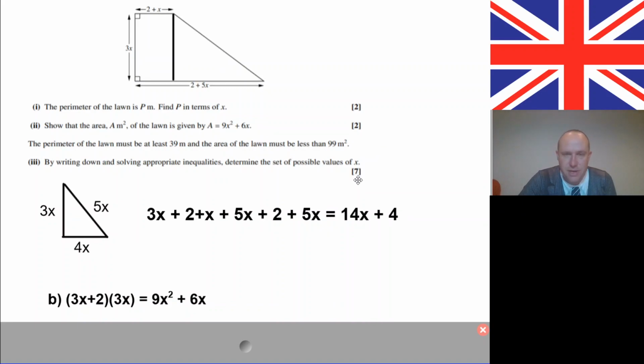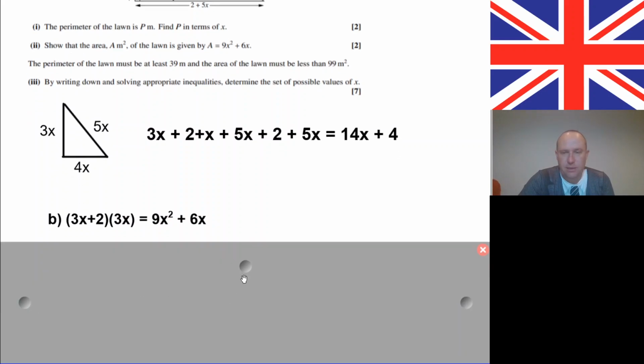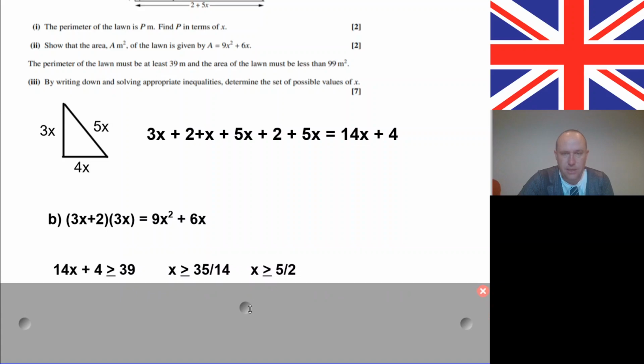Last part, 7 points. Whew. Perimeter of the lawn must be at least 39. So in other words, this must be greater than or equal to 39. So we're actually going back to verbal and algebraic expressions, which I'm currently doing with my Algebra 1 students. So greater than or equal to 39, take away 4 from both sides, gives us 35, and then divide by 14. And if we simplify this, we find x is greater than or equal to 5 over 2. No big problem so far.